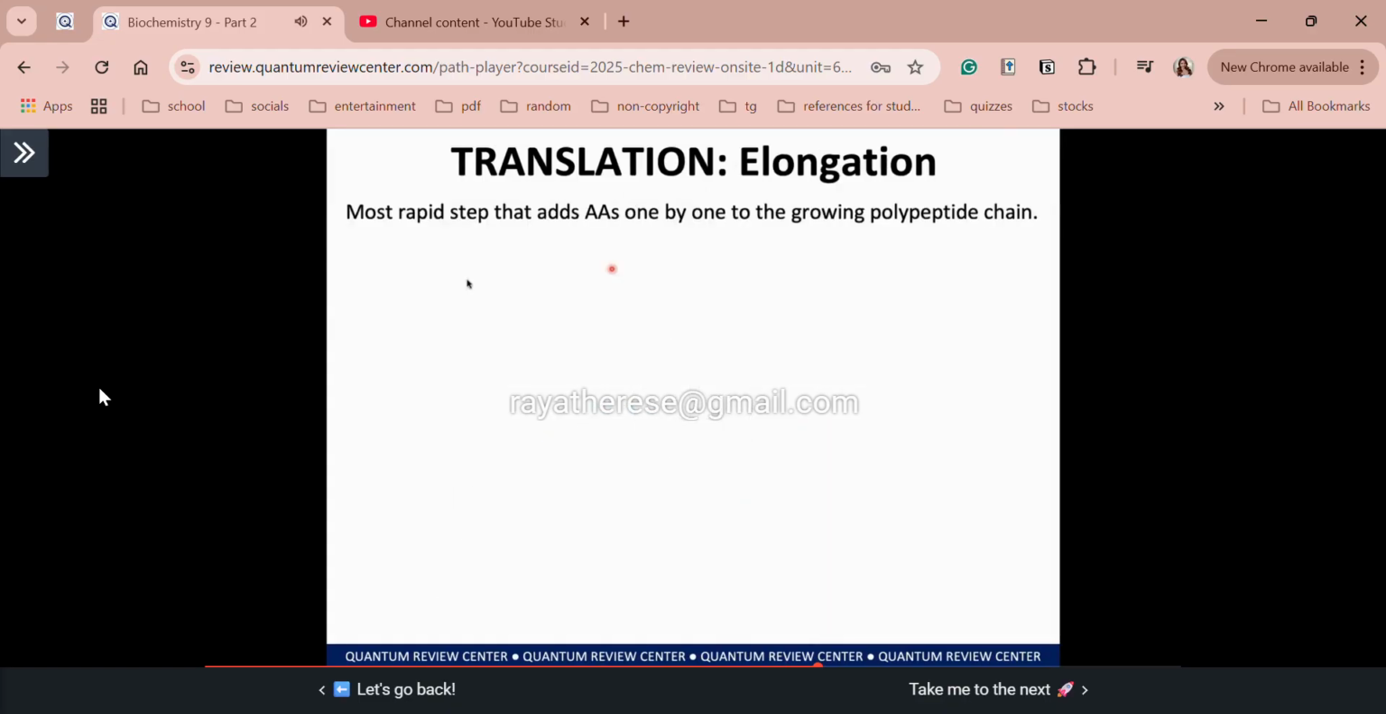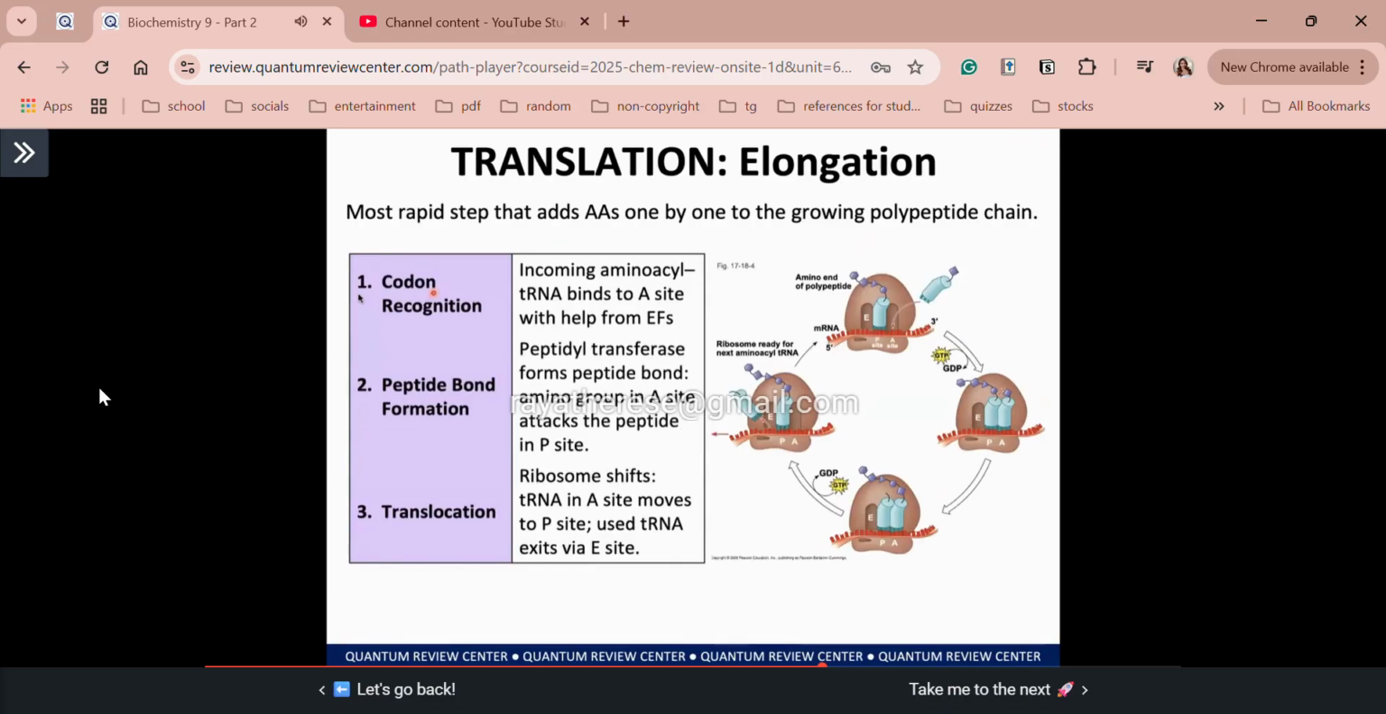Elongation step. So similar with your initiation step, your elongation step is actually a very easy step in your translation. See, it is the most rapid step wherein we grow your existing polypeptide chain by adding amino acids one by one to your growing polypeptide chain. So it is made up of three different processes. First one, codon recognition.